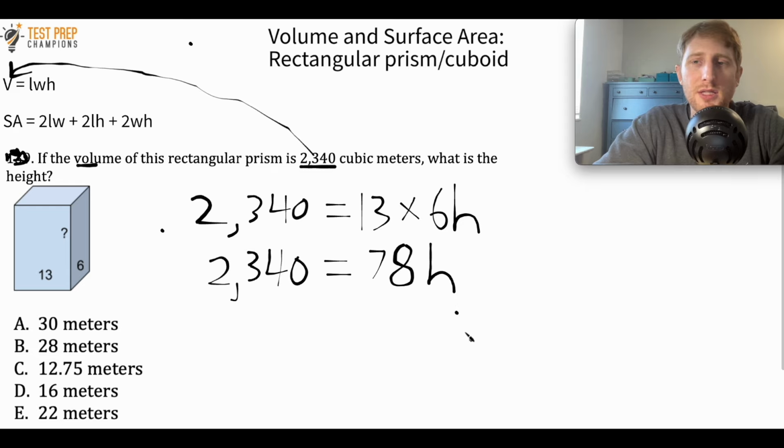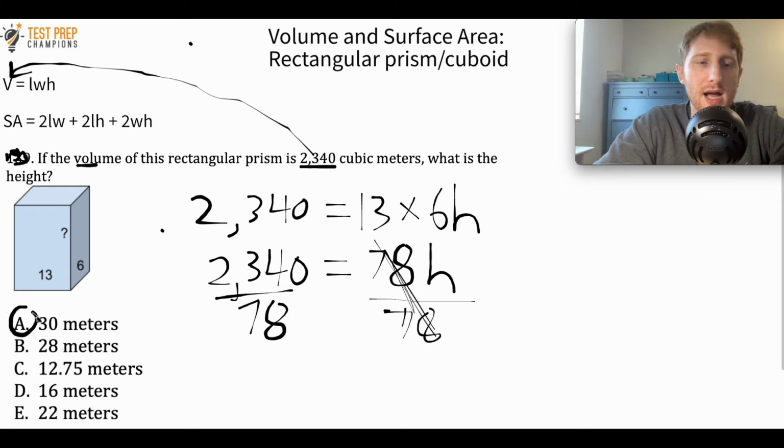So how do I get this H? Well, since I have 78H, that's 78 times H. So I want to do the opposite of times, which is division. So what I want to do is divide by 78. And if I divide 78 by 78, they're going to cancel out, leaving me with just H. But whatever I do to one side, I also have to do to the other side. So I'm going to come over here and I'm going to do 2,340 divided by 78. And when we plug that in our calculator, we see that A is the correct answer.